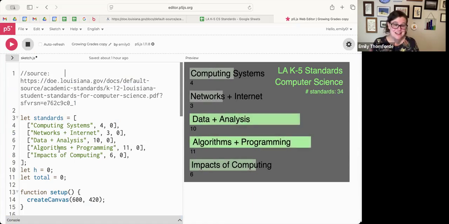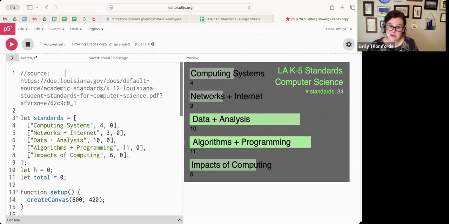Now, I made that because that's the story I wanted to tell about these data and analysis standards. The pie chart wasn't good enough for me. I wanted to use the intensity of the color and the lengths of the bars, and also the suspense of watching them grow, so you're almost rooting for them. And for me, this now really well communicates the information that algorithms and programming has the highest number of standards, but data and analysis is really close. It's only one fewer. The total number of standards is 34.